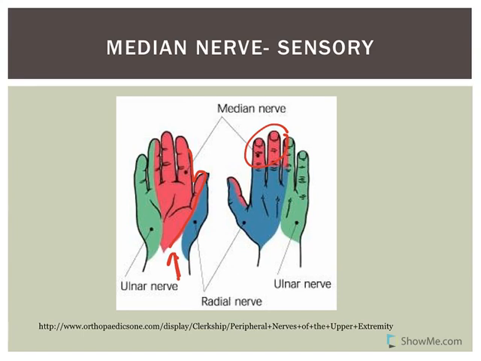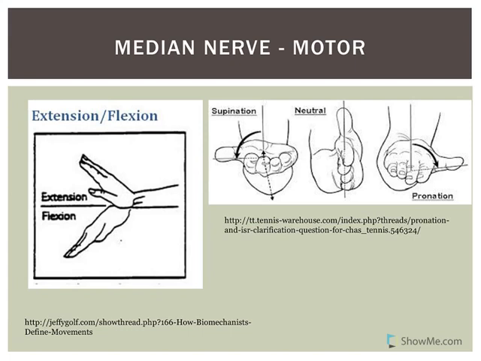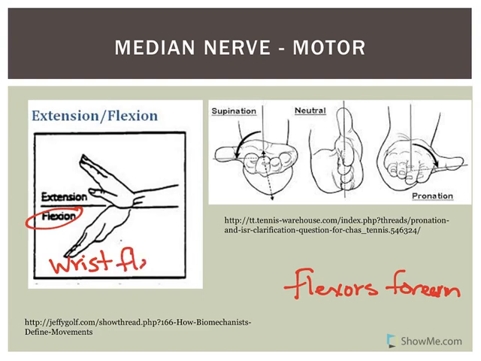The median nerve also innervates most flexors of the forearm, and also has motor information to some of the muscles of the first and second fingers and your thumb. So I'm going to show you some of the things that it does. One of the things is it's involved in wrist flexion. So I'm going to start introducing some movements.